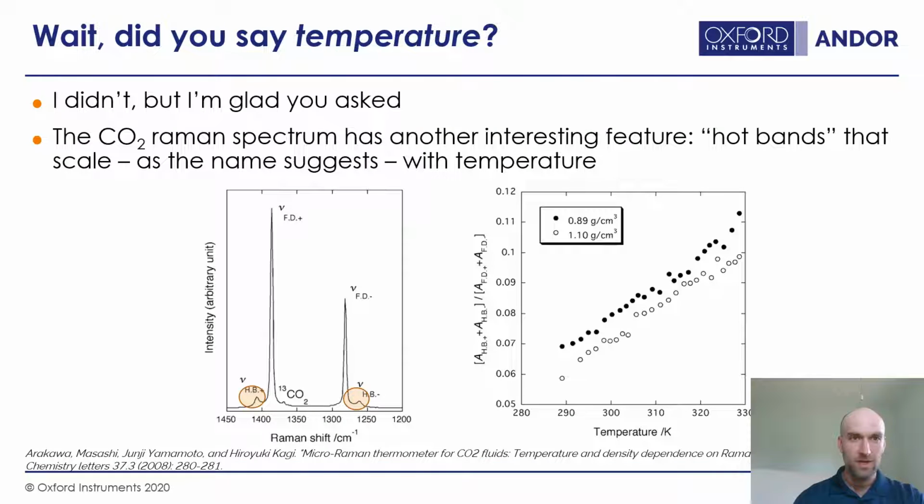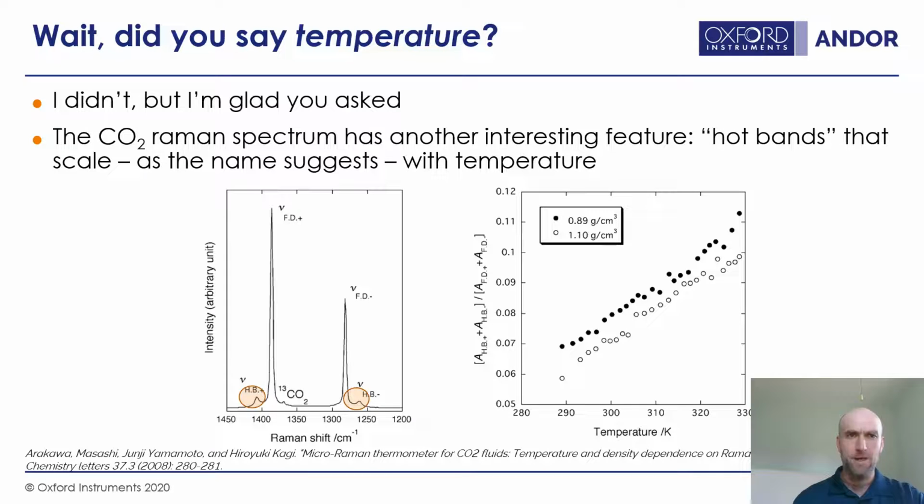And now you're saying, wait, did you say temperature? And I'll say I didn't, but you may have seen the little marks on the previous slide where there's another quirk of the CO2 Raman spectrum. It has another interesting feature, which are hot bands that scale, as you might expect, or as the name might suggest, with temperature. So if you were to plot at constant pressure or constant density, the intensity of these bands relative to these bands, so these two guys relative to these two guys, then you can actually measure the temperature pretty precisely just using Raman spectroscopy.